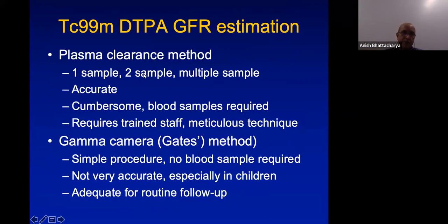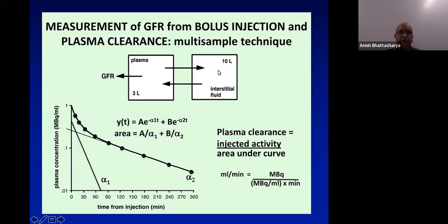The plasma clearance method involves either a one sample, two sample, or multiple samples of blood collection. This is still cumbersome because it involves multiple blood samples collected at timed intervals and requires trained staff, meticulous technique and some extra equipment. The gamma camera method is a simple procedure, no blood sampling is required. It's not very accurate, especially in children, but it is accurate if you're going to routinely follow up the patient on the same instrument. Now let's see what is done.